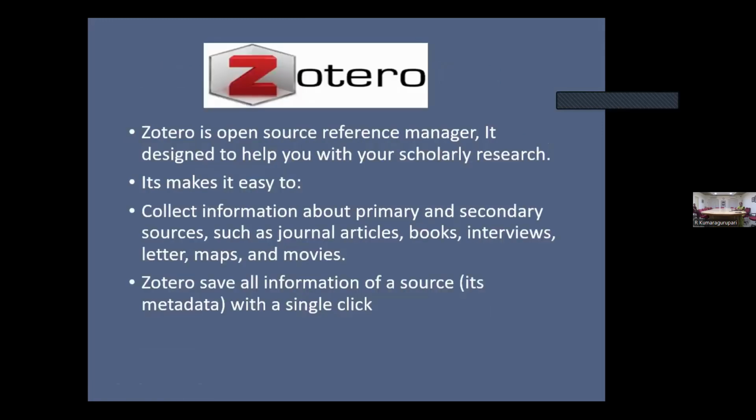The main thing is it's open source. We don't need to pay for that. And it makes it easy to collect the information about primary and secondary sources, whether that's a journal article, books, interview, letter or map, whatever you have to keep. And then you can easily generate the reference and save all the information of the source as good metadata in a single click. Whatever journal article you store in Zotero, you can take the metadata: author name, journal name, the abstract, and many links, and for free full text you can put the link. So everything you can easily save in the Zotero manager.